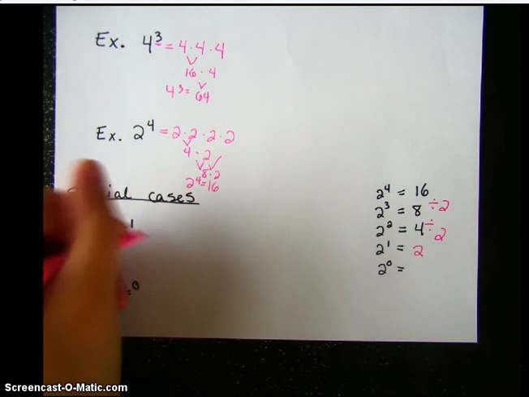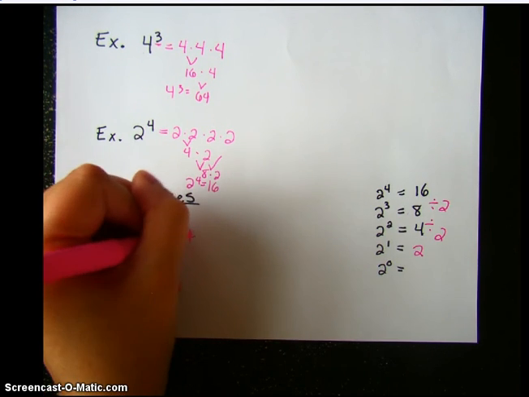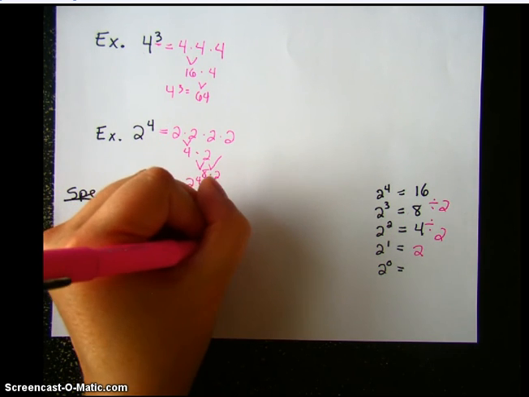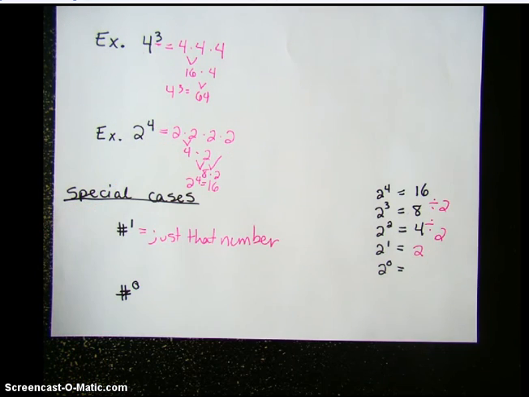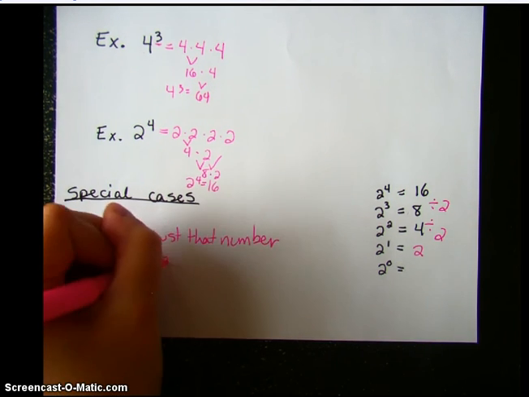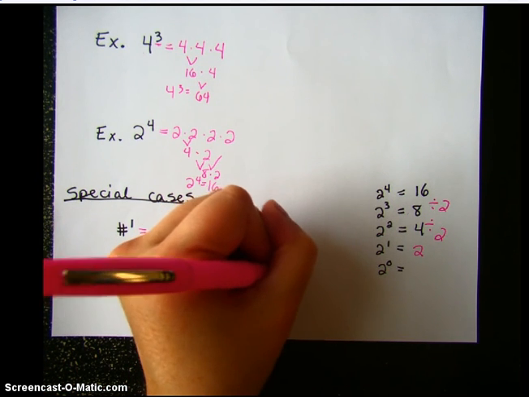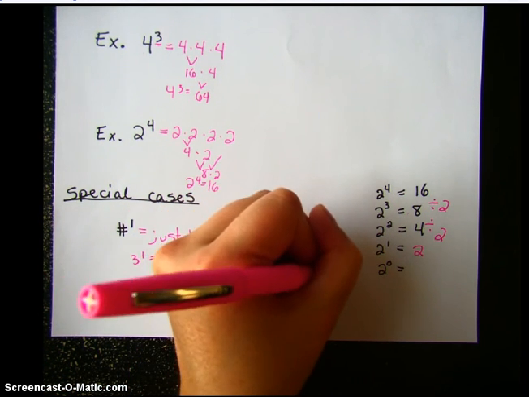So any number to the 1 is just that number. Basically you're not multiplying, it's just that number. It's almost like that number times 1, it's just that number. The number to the first power is just that number. So 3 to the first power would be 3. 6 to the first power would be 6. 425 to the first power would be 425.